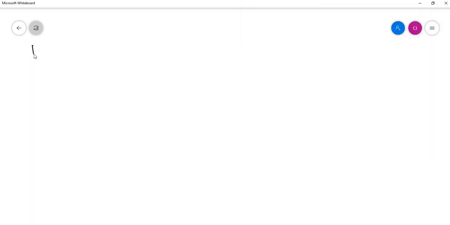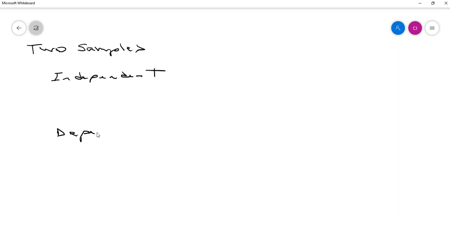But if you have two samples, those two samples are either going to be independent or dependent. And again, we're just assuming it's either going to be one or the other. And there's all kinds of different possibilities out there, but for our case, again, we're just going to compare one against the other.